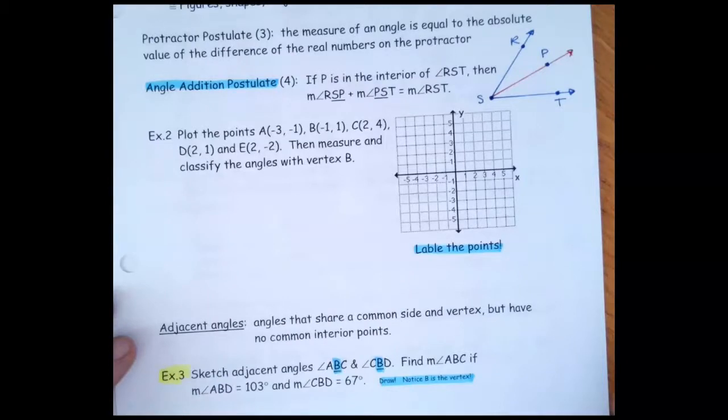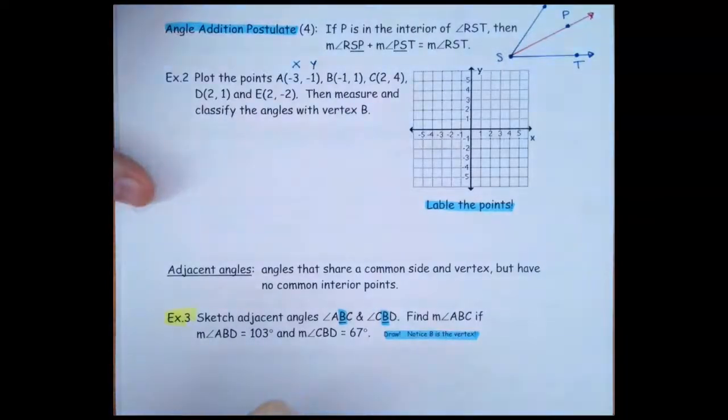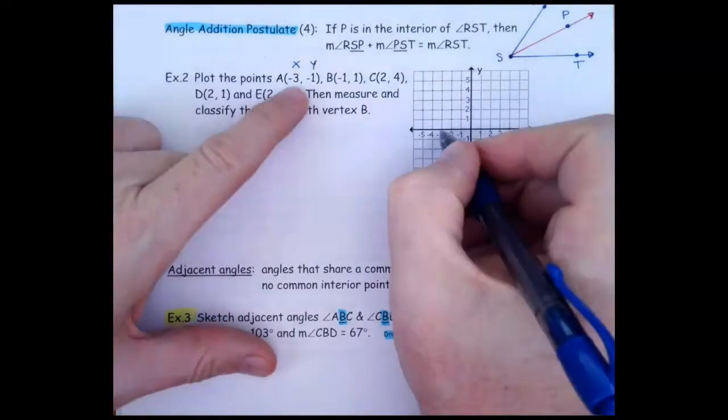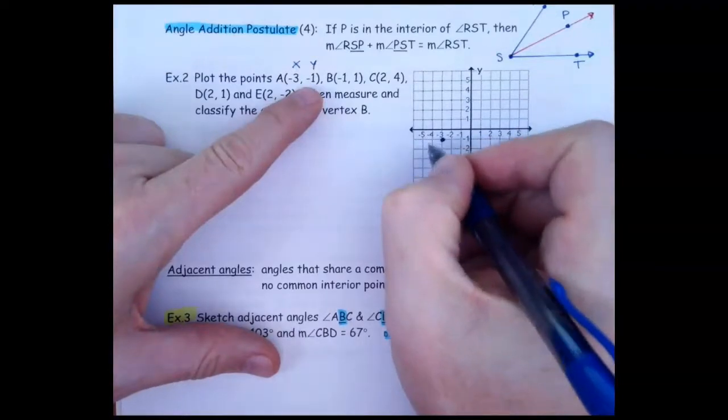Okay, plot the points. Then measure and classify the angles with vertex B. So, once again, plotting points. Points are in alphabetical order, X, Y. X is left and right, Y is up and down. So, -3, -1 is down here. So I'm going to plot that point.